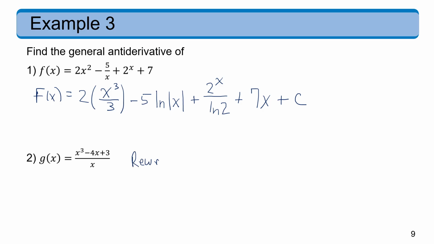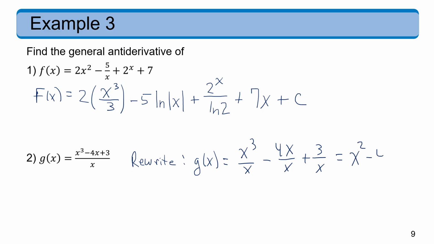And the obvious way to rewrite this, right, we know the rule that if you have a sum or difference in the numerator, you can split it up into separate fractions. So we'll have x cubed over x minus 4x over x plus 3 over x. And then that can be simplified a little bit. The first term simplifies to x squared. And then we've got minus 4 plus 3 over x.